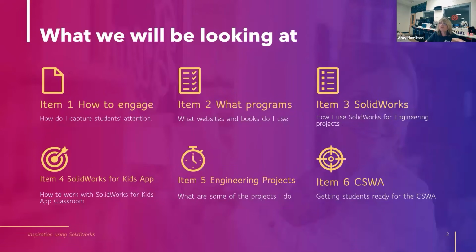So how do we engage students? How do we capture their attention? What programs and websites do I use for success in my classroom? How are those made into projects? The SolidWorks for Kids app, how do I use that in my classroom? And of course, engineering projects and some of the engineering projects I do. And last but not least, how do I take young students and prepare them for the Certified SolidWorks Associate exam and get them ready to take that test and pass it.